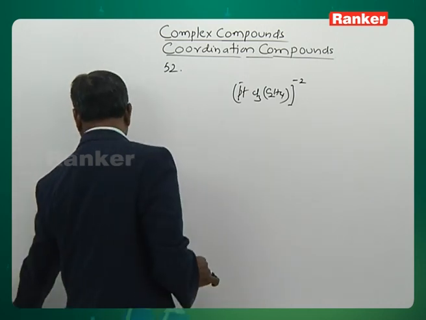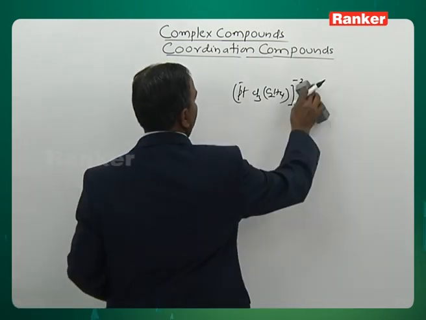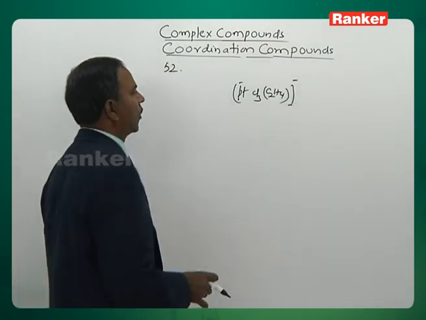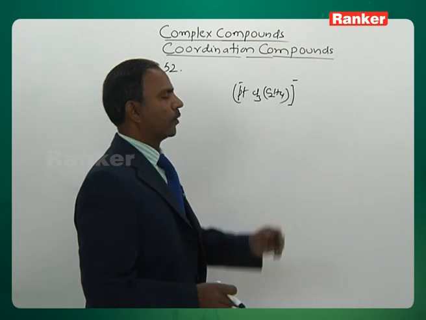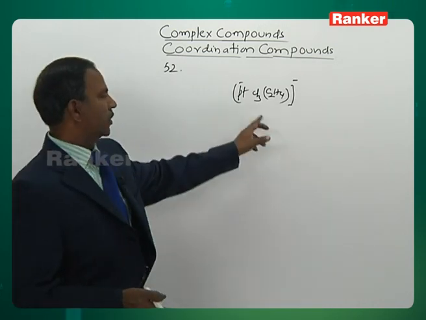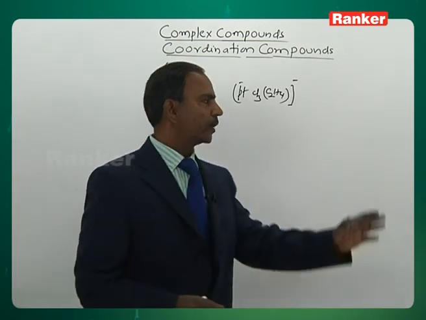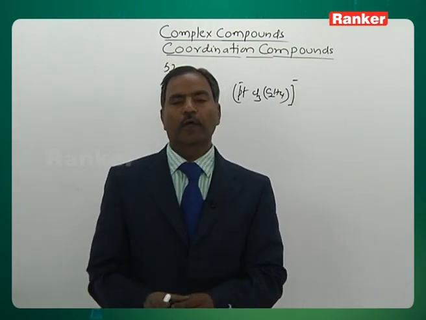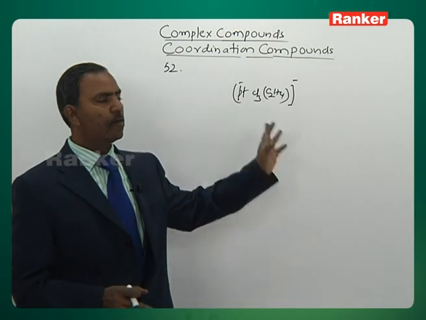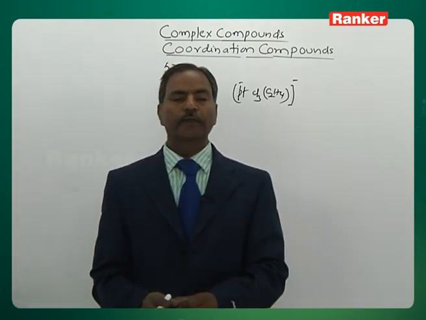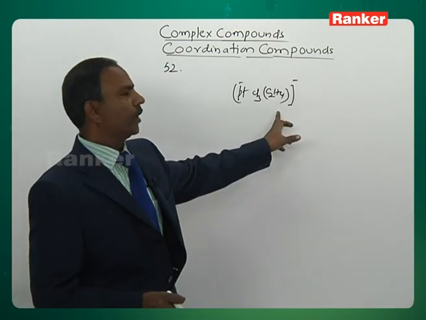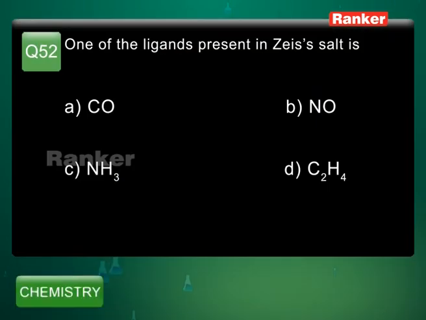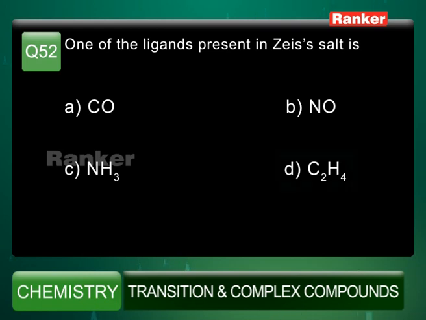So platinum should be plus 2, with potassium as the counter ion. In the PtCl3 C2H4 anion, the platinum oxidation number is plus 2. One ligand is chloride, the other is ethylene, simply C2H4. Option A is carbonyl, B is CO, C is amine, and D is ethylene. So ethylene is one of the ligands present in this Zeise's salt. Then the answer is D.